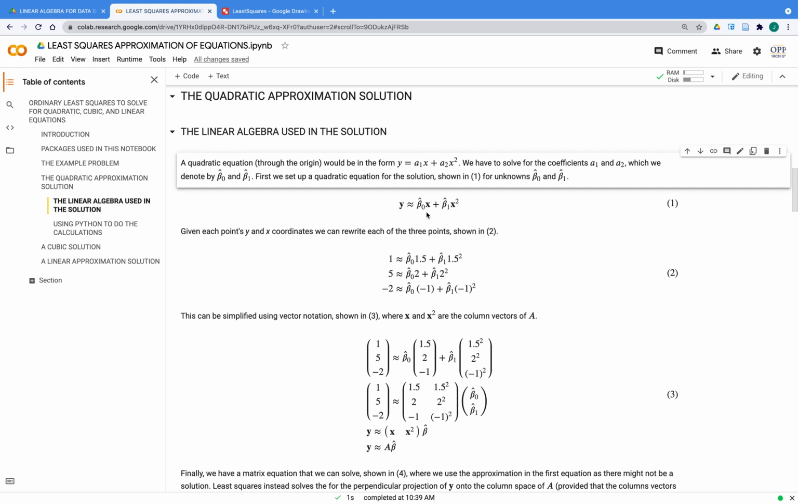So if we look at the 3 points there in equation 2, remember the first point was (1.5, 1). So 1.5 was my x value. So we can see my first coefficient times 1.5 plus my second coefficient times 1.5 squared. And that should give me 1. And the second point was (2, 5), and the third point was (-1, 2).